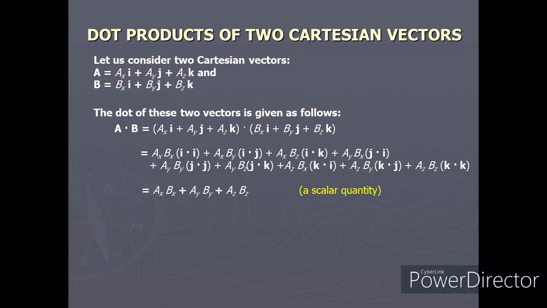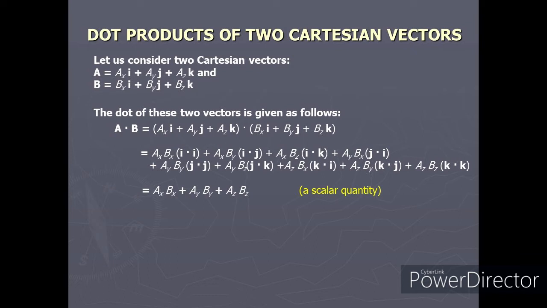Now we have A and B expressed in Cartesian vector forms, and we want to take the dot product between these vectors. We open the bracket: Ax i dot Bx i, isn't it? So we have i dot i, because the dot product is operated on the vectors. For the scalars, we just take the ordinary multiplication. So we have i dot j, and i dot i is 1, i dot j is 0, so all the cross terms cancel, and this is 1, this is 1, and this is 1.